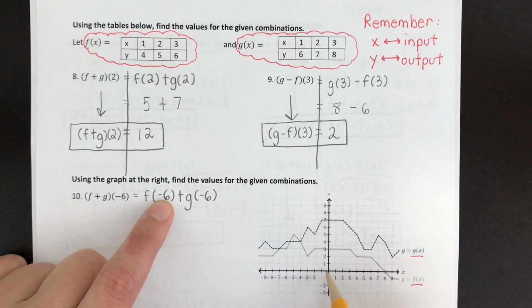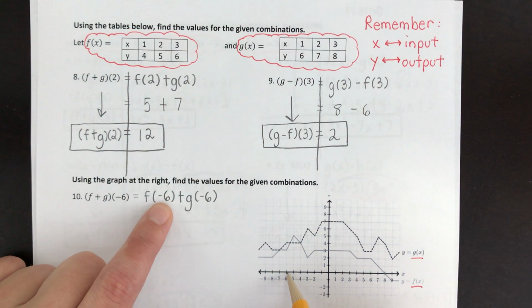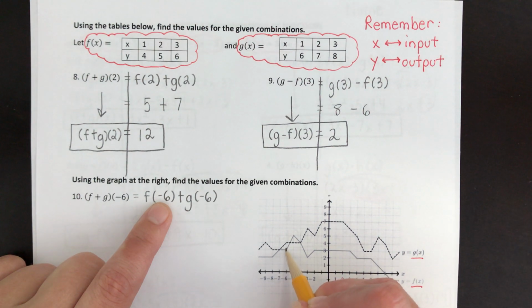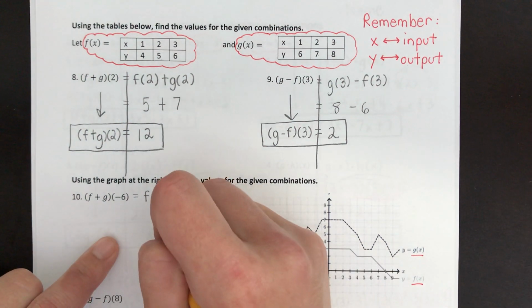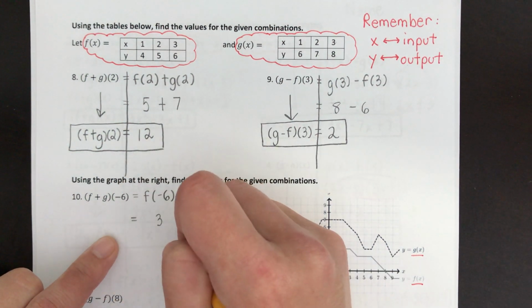So I'm going to go find my x value. Remember, that's the input or the x value. I'm going to find x is negative 6, which is right here, and I'm specifically looking for the f graph. That's the solid graph. So that's this point here. This point here has an input of negative 6. What's the output? What's the y value? Oh, it's 3. Okay, and then plus.